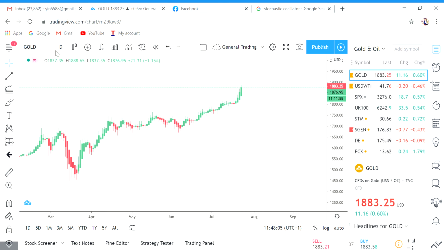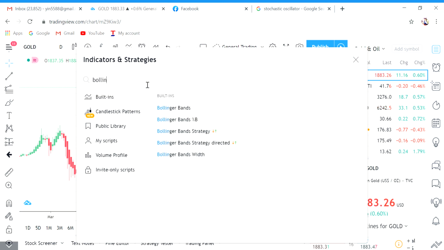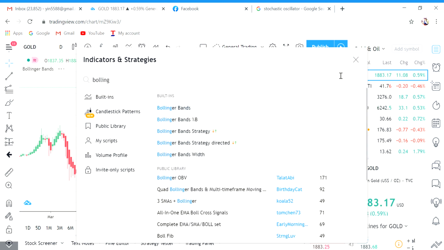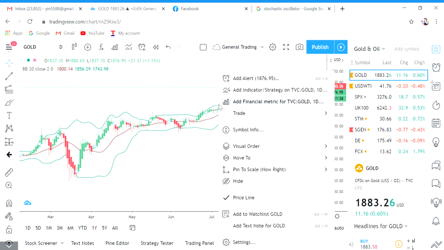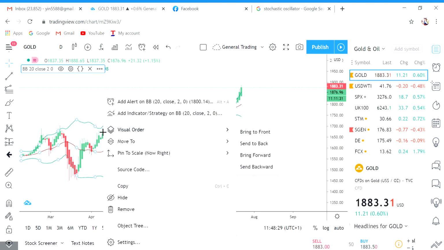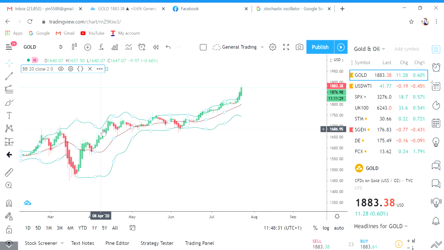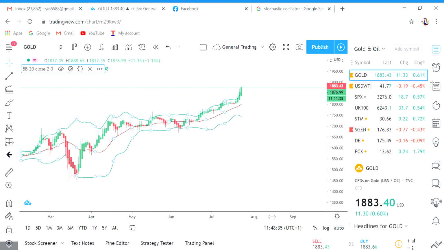So the next one, Bollinger Bands, right? Let me just get the Bollinger Bands. I'm trying to finish this in the next 4 minutes if I can. So Bollinger Bands, right? Click on that. Settings. I like to set it at 2. Input deviation 2. Yes, good. Deviation 2 is better than 1.